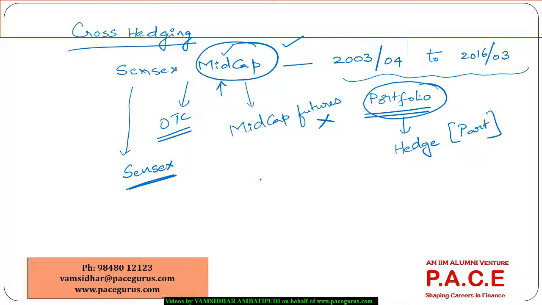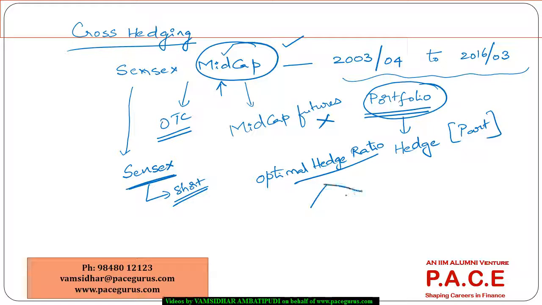So I really want to find out the optimal hedge ratio, which means how many units of Sensex I need to go short on or long on if I want to hedge one single unit of the mid cap futures. This is what I am calling the optimal hedge ratio. For this optimal hedge ratio, initially we'll look at a classical approach.